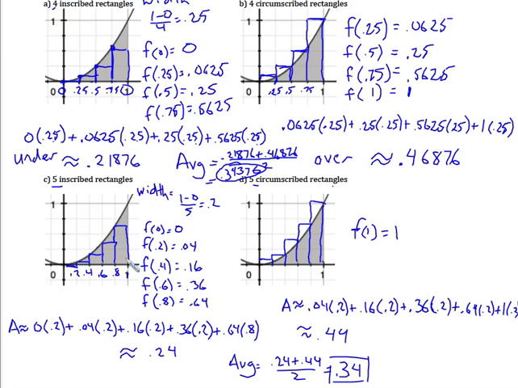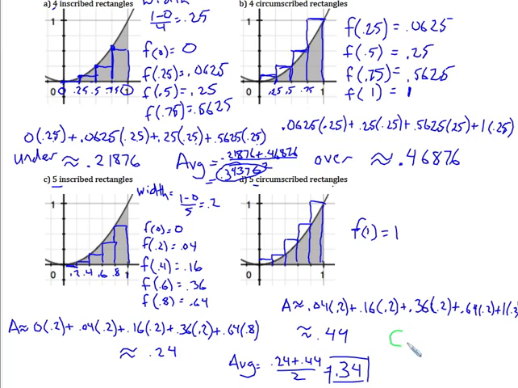So, welcome back. Hopefully this wasn't too tedious for you. You should have gotten 0.24 for your inscribed rectangles, and you should have gotten 0.44 for your circumscribed rectangles, and when you average those out, you get 0.34.